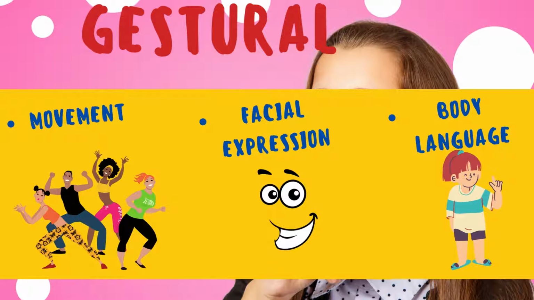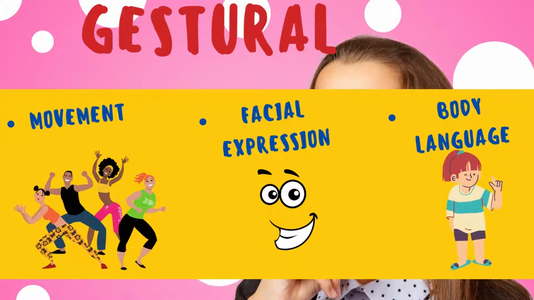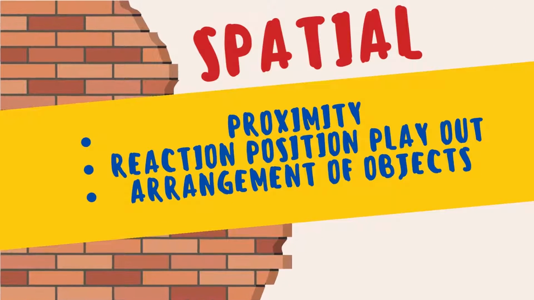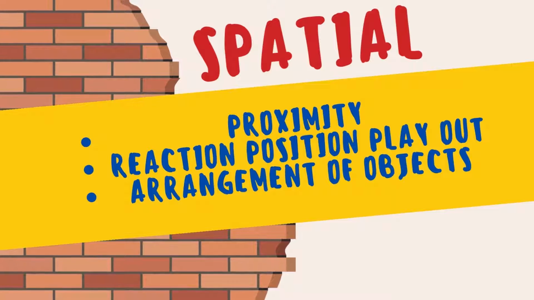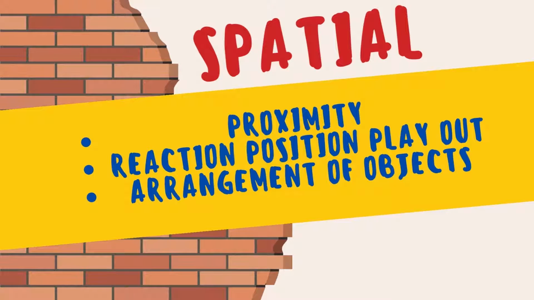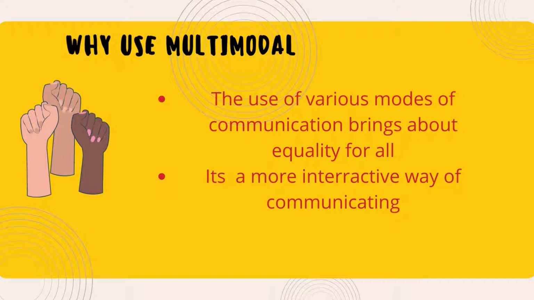Gestural is another element of the multimodal text. Gestural includes movement, facial expression, and body language. In simple terms, gestural mode refers to the way movement is interpreted. Another element of the multimodal text is spatial. As the name implies, spatial mode refers to proximity, the position of objects, and the arrangement of objects in space.